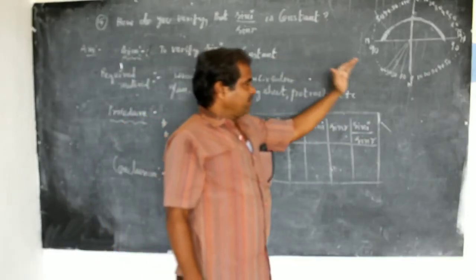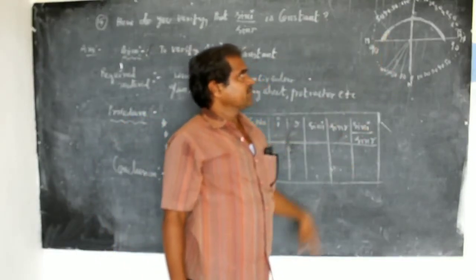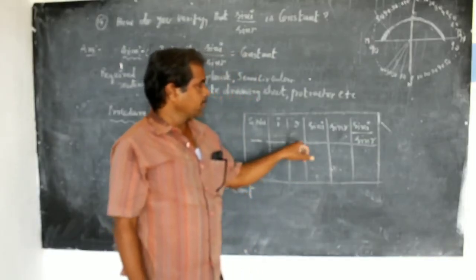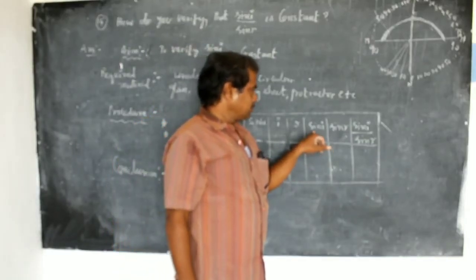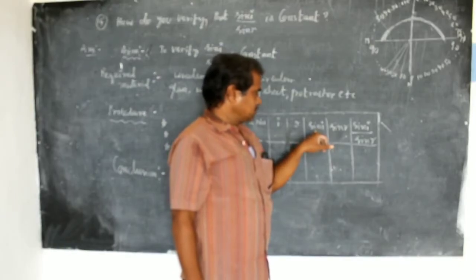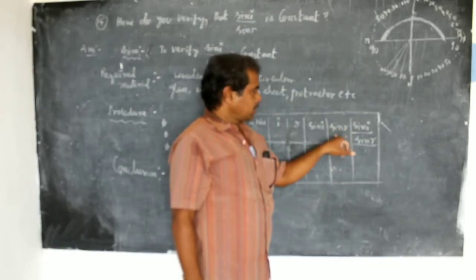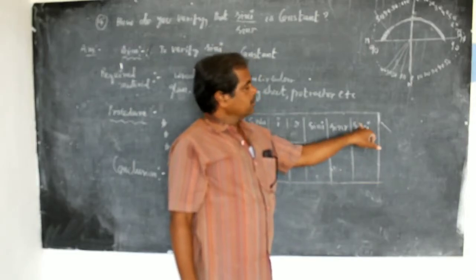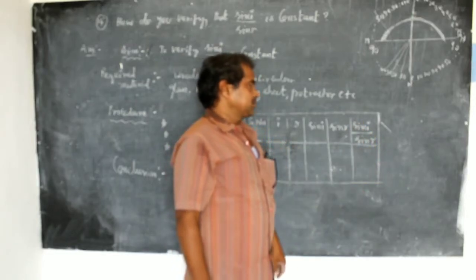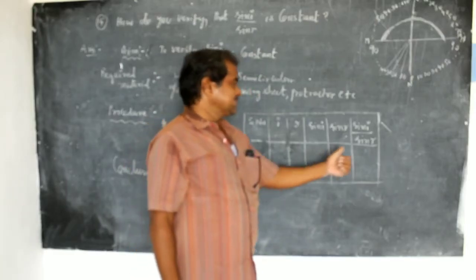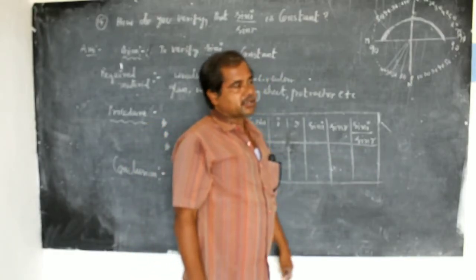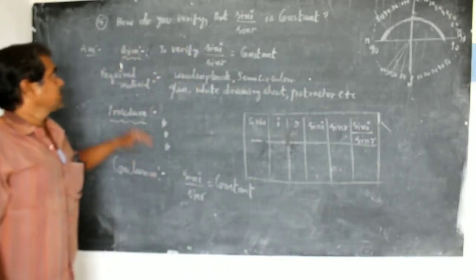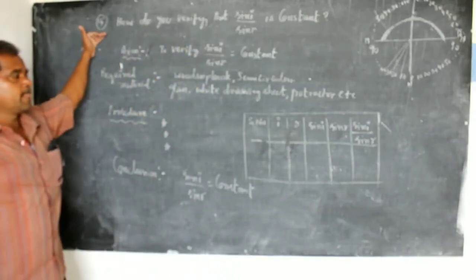For every incidence angle, measure the refraction angle and tabulate all these values in tabular form. Find the sine values for the incidence angles and also the sine values for the refracted angles, and calculate the sin i by sin r ratio. For every incidence angle, sin i by sin r is equal to a constant. So this question can be answered in another way.